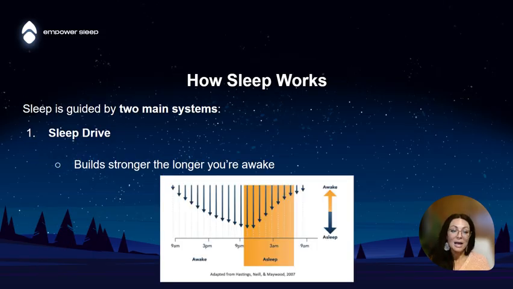I'd also briefly like to talk about how sleep itself works. Sleep is guided by two main systems. We have the sleep drive, or the need to sleep. This sleep drive builds stronger the longer that you are awake. In this graph, you can see that as the day goes on, the body's sleep drive increases and increases until it hits a point where your body wants to go to sleep. Once you do start to sleep, that sleep drive then decreases and the process starts over the next day.